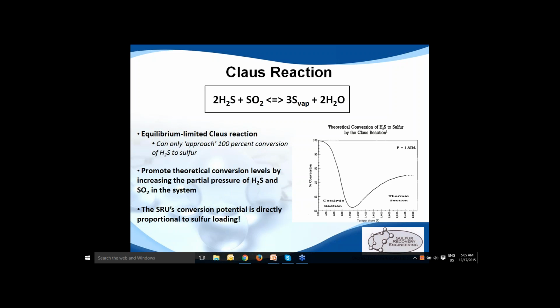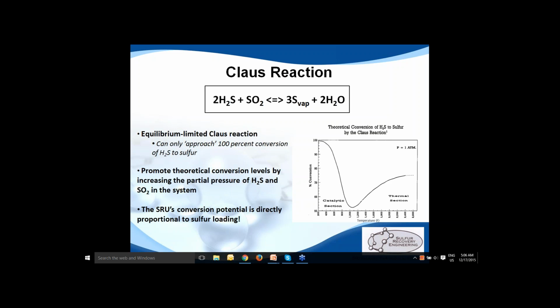Basically, if you remember some of our schooling, for me that was a while ago, but with respect to an equilibrium limited reaction, we can promote conversion. So conversion here is defined as being able to take H2S and generate our sulfur product. We can promote conversion or push that Claus reaction far to the right by increasing the partial pressure of H2S and SO2 in the system. It makes sense. More reactants, in theory, more products.